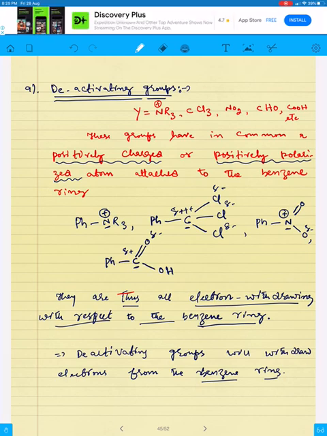So you will see, this is the key atom here. Key atom means the atom which is directly attached to the benzene ring. This nitrogen is the key atom here. This carbon is the key atom here. This carbon here is the key atom. All these groups fall into the category of deactivating groups.